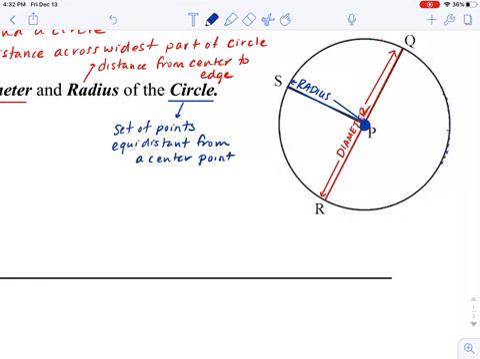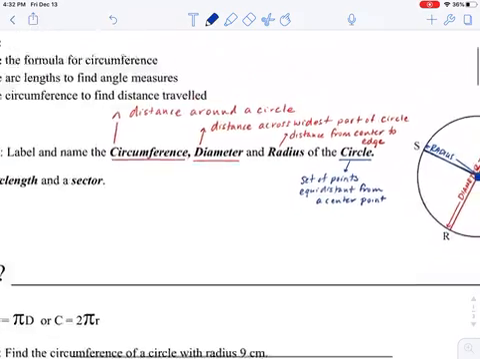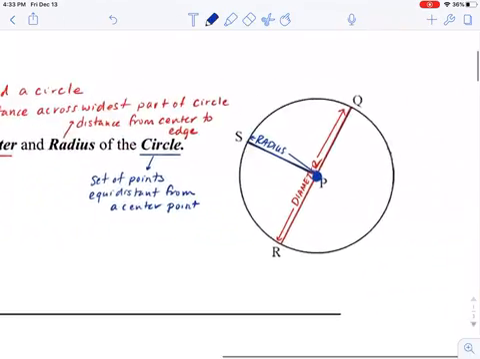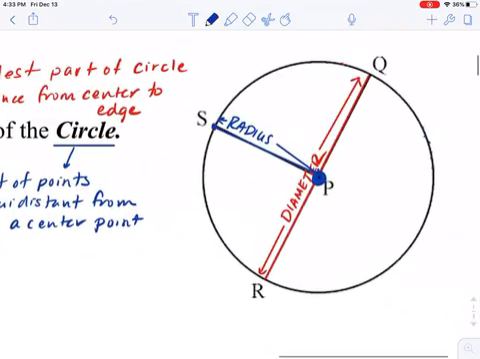Okay, I'm going to clean up my diagram a little bit here. There we go. Okay, next we're going to label an arc length. An arc length is a portion of a circumference. So we saw that the circumference was all the way around, but what if we just want to do part of the circle, like from Q to S? This is called an arc length.